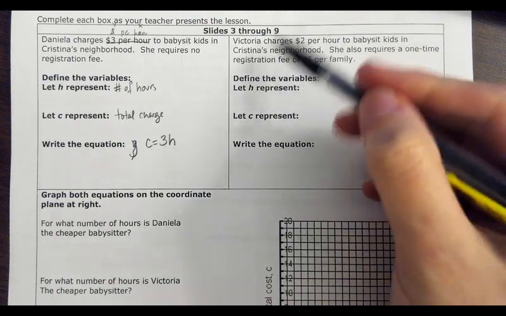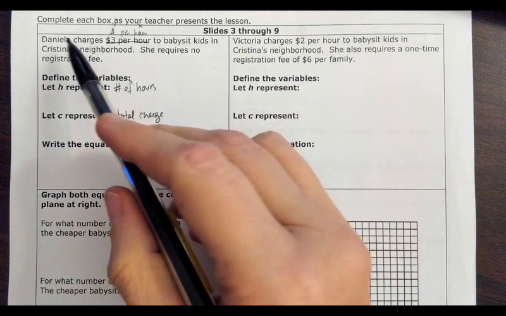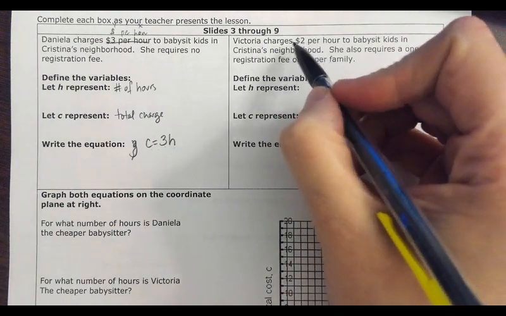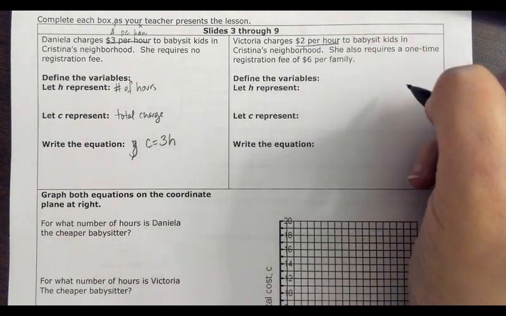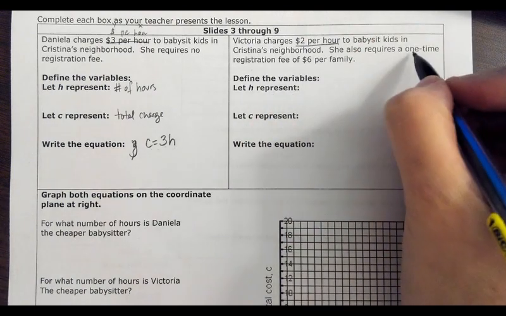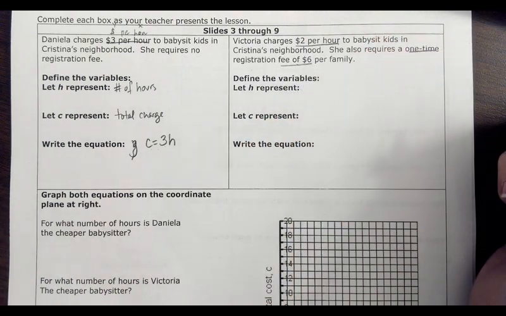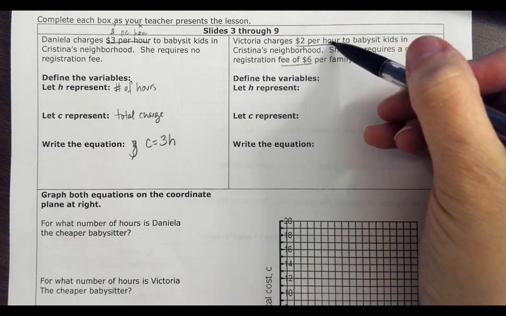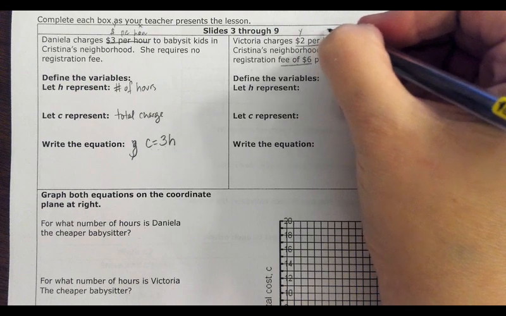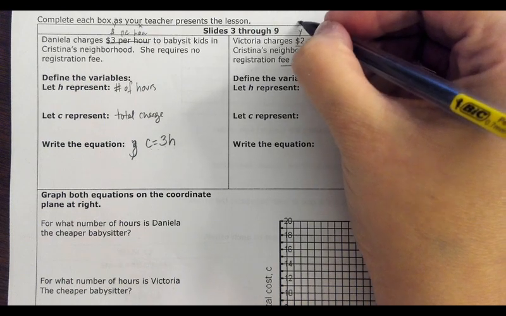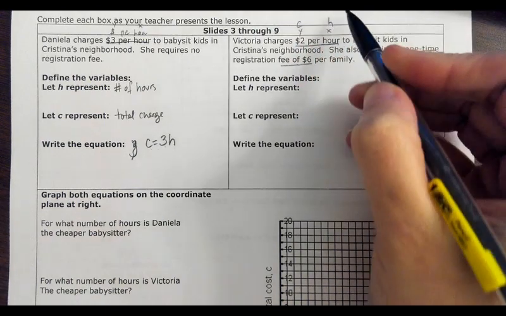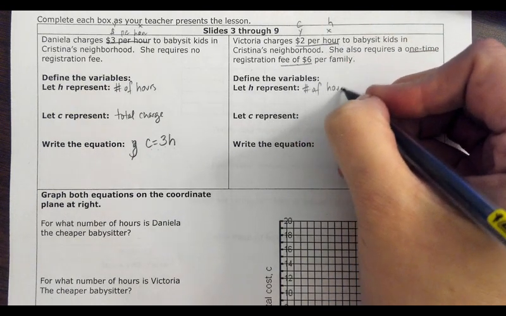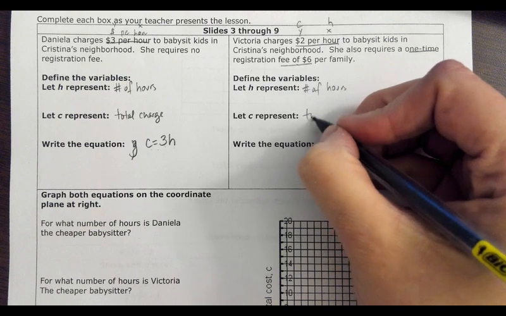Now if I look over here, I have another person. This is Daniela, but now I have Victoria. Victoria also babysits. She charges $2 per hour to babysit kids. She also requires a one-time fee of $6. So in this case, I still have C per H. My H is still the number of hours, and my C is still the total charge.